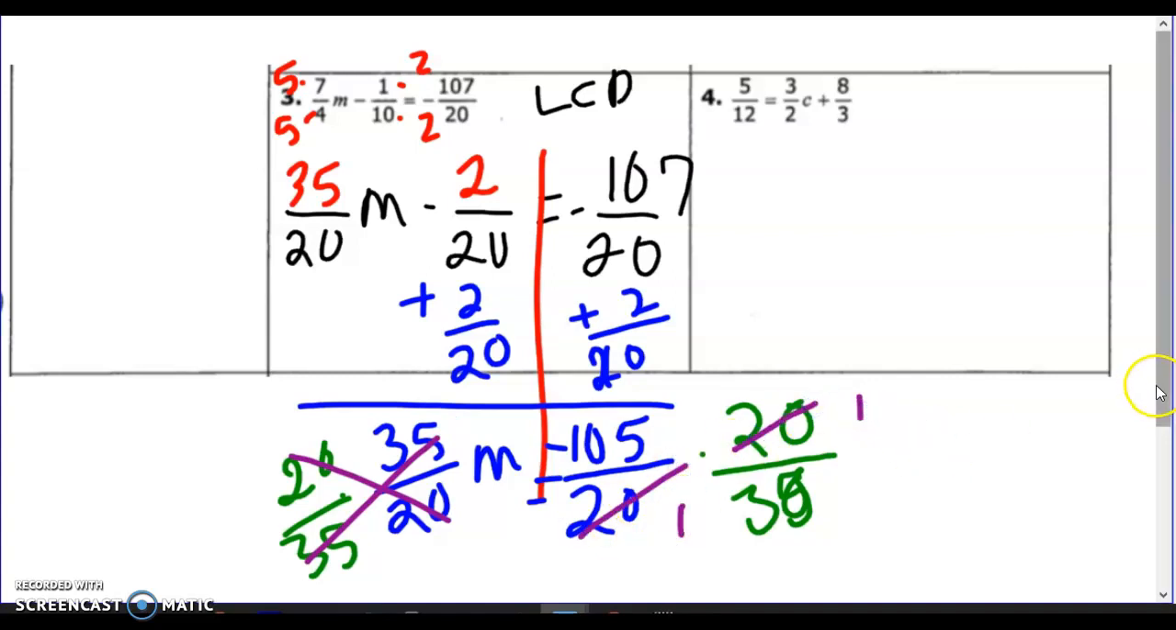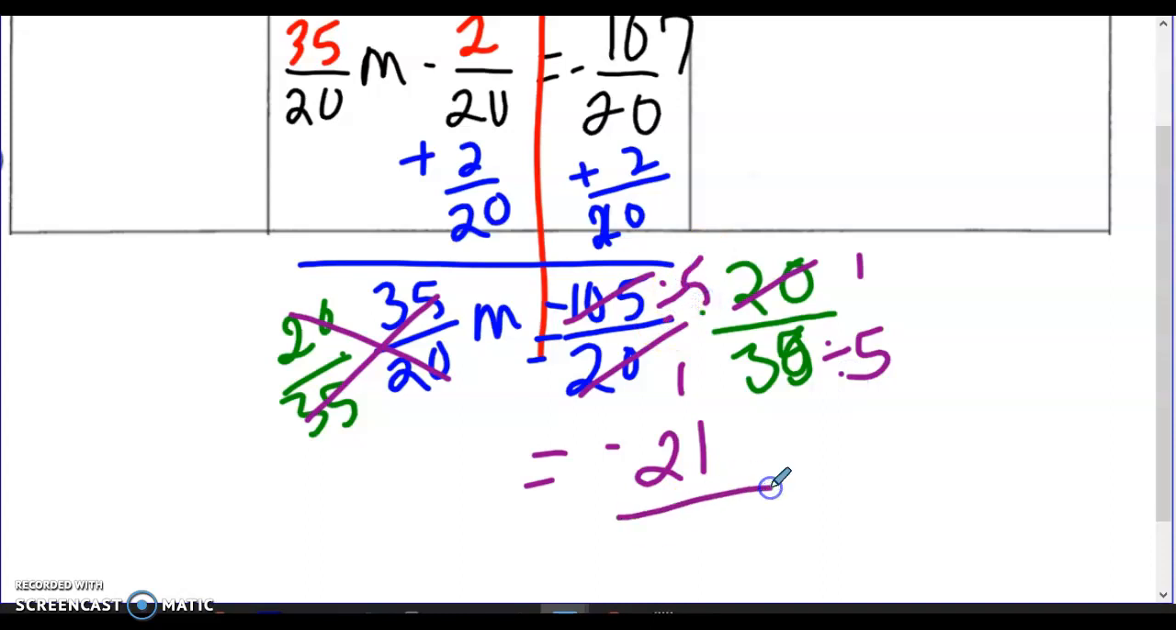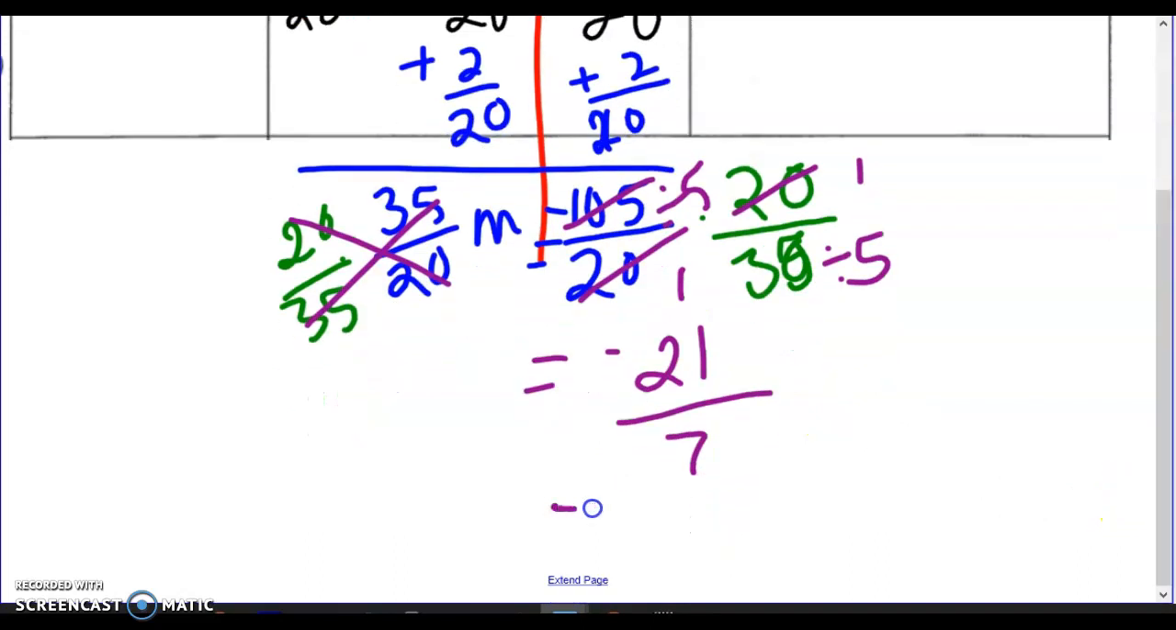And then I think, all right, what goes into 105 and 35? I'm thinking 5. So negative 105 divided by 5 gives me negative 21. And then 35 divided by 5 gives me 7. Oh my gosh, this is going to be super nice. So then I can simplify those down, and who would have thought I get negative 3?